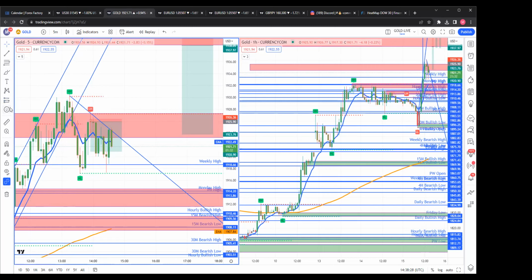I'm sorry, my optimal entry for a sell would have been here, a retest of a trend line, right? So let me do this and do this. So this would have been my ideal sell. However, ideally it's whichever comes first, but this is my optimal sell.